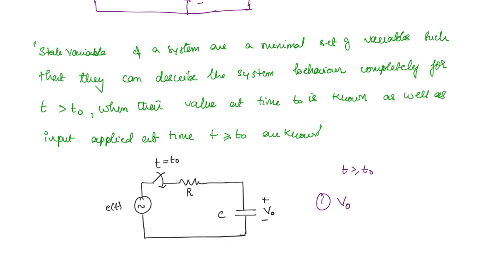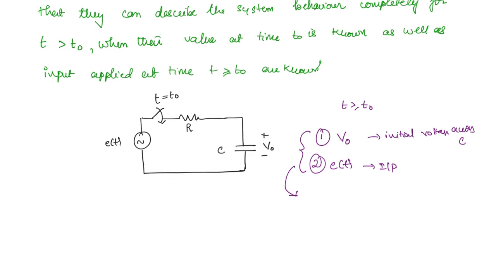So if you know two things, what is the first thing? The initial voltage across the capacitor, and the input function. If you know these two, then you can find the voltage or current through any of the elements for time t greater than or equal to t naught. So these two completely describe the system, which means you won't need anything else. These are enough to completely describe the behavior of the system.